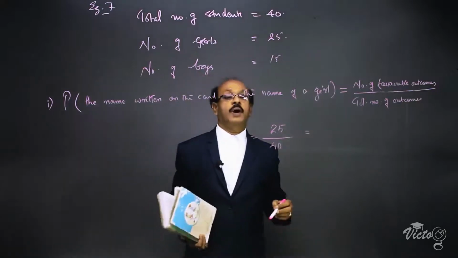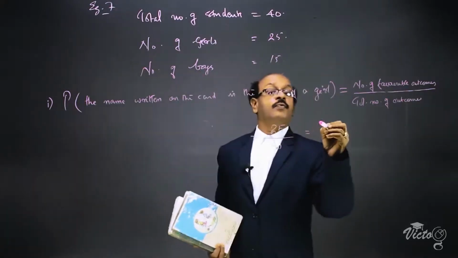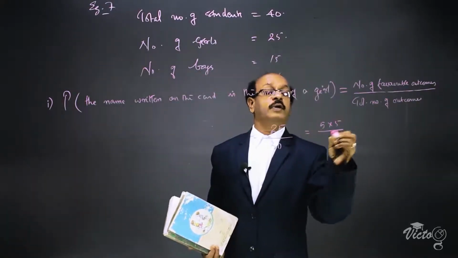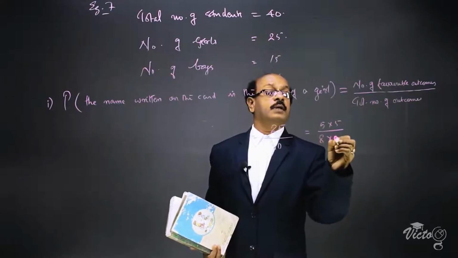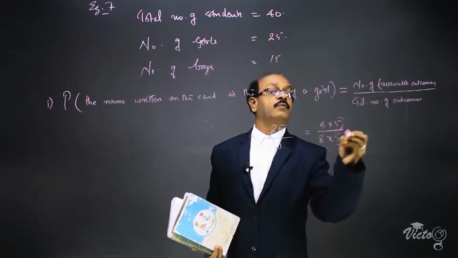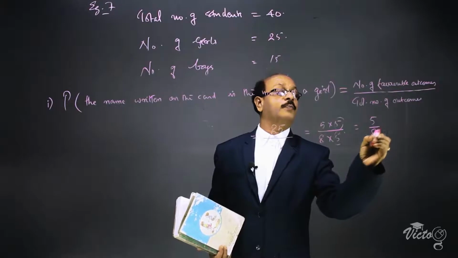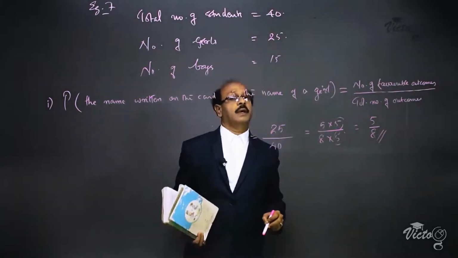We can simplify this fraction as, 25 is equal to 5 into 5, 40 is equal to 8 into 5. Cancelling these 5 and 5, the simplest form of the probability is 5 by 8.